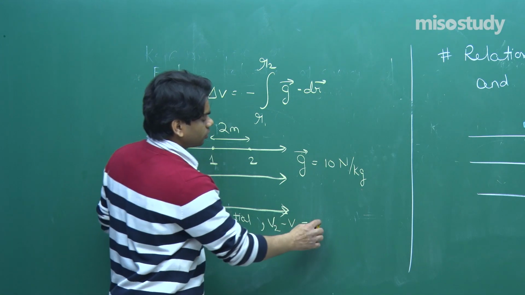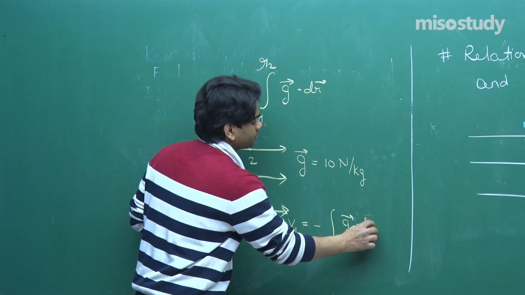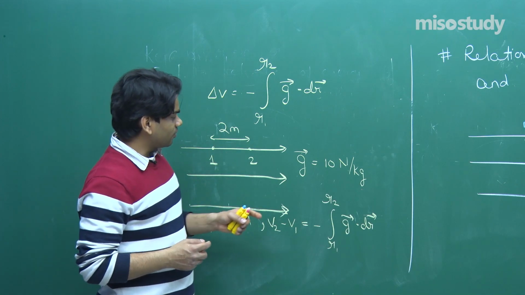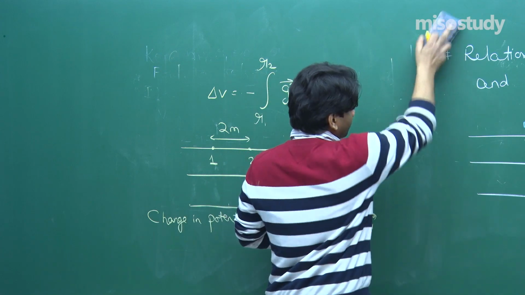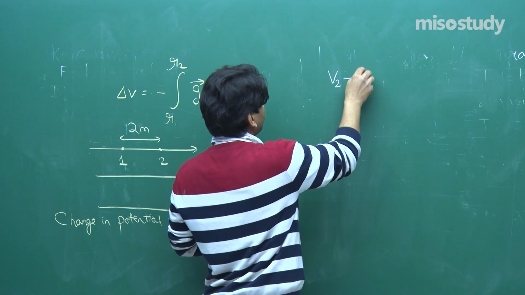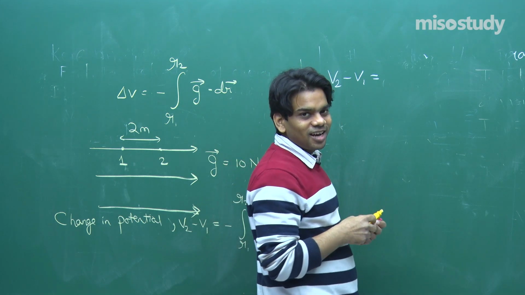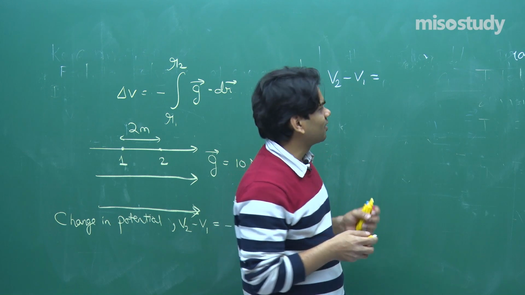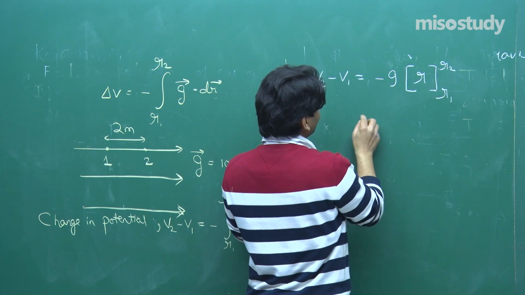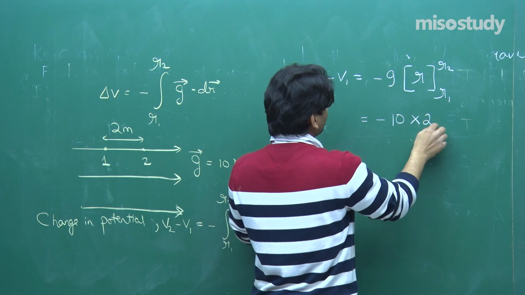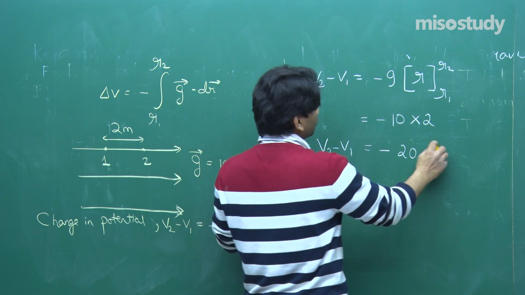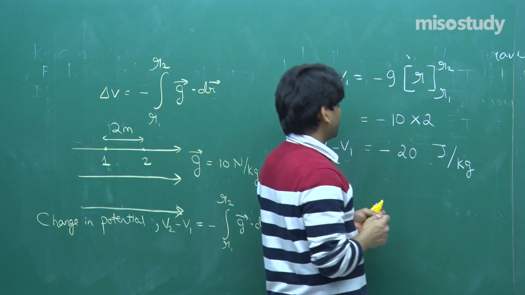V2 minus V1 is equal to minus integration of g dot dr, from r1 to r2. g is constant, dr is also on the same line. So V2 minus V1 is equal to minus g integration dr. g is constant, you can take that outside, integrating dr will get r. So this will be equal to minus g times r from r1 to r2, and r2 minus r1 will be nothing but 2. So I'm going to put here minus 10 into 2. So we're going to get minus 20, and the unit is joule per kg. This is what we obtain, the potential difference between the 2 points.